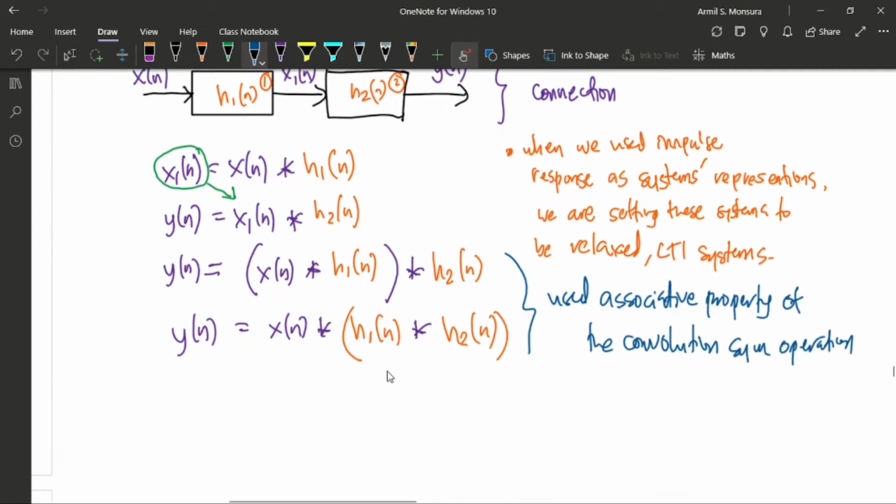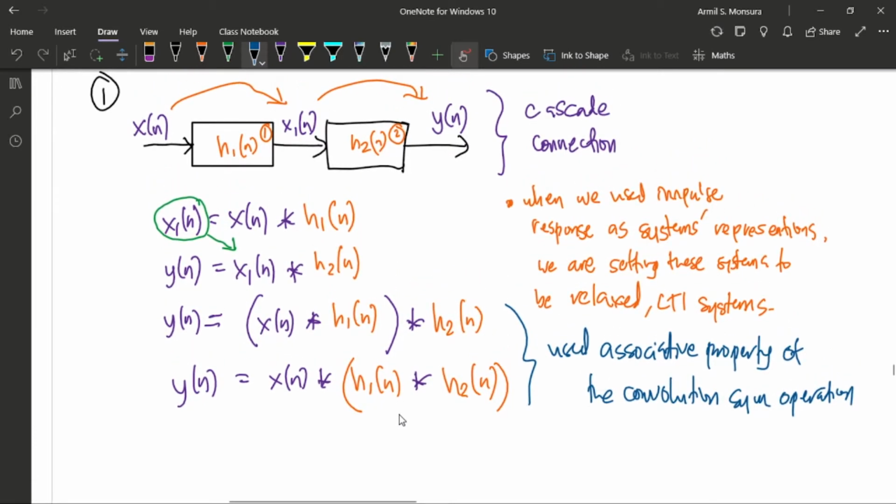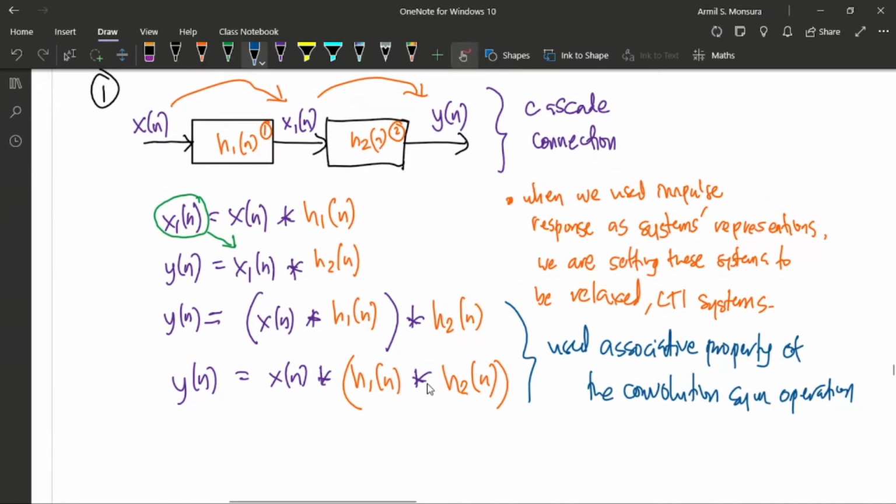Okay? So ngayon, the change of association of the operation actually would imply na pwede ko palang i-reduce itong dalawang system na to into an equivalent system whose impulse response is this.